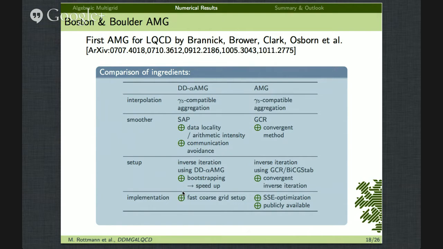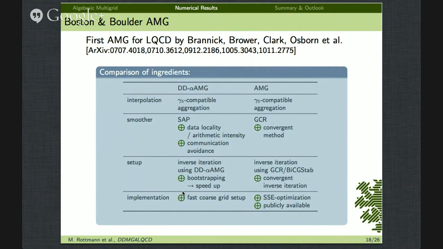The structure of the interpolation is the same. It's both gamma 5 compatible aggregation, and the major difference is the smoother. We have this SAP smoother, and the Boston and Boulder AMG code uses the GCR as a smoother, the generalized conjugate residual method.